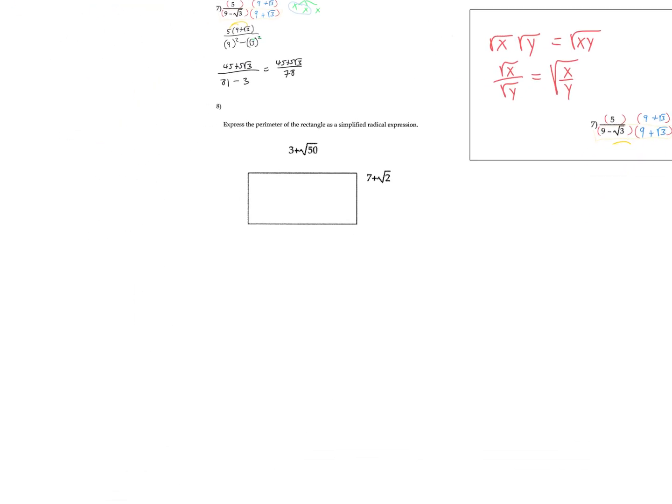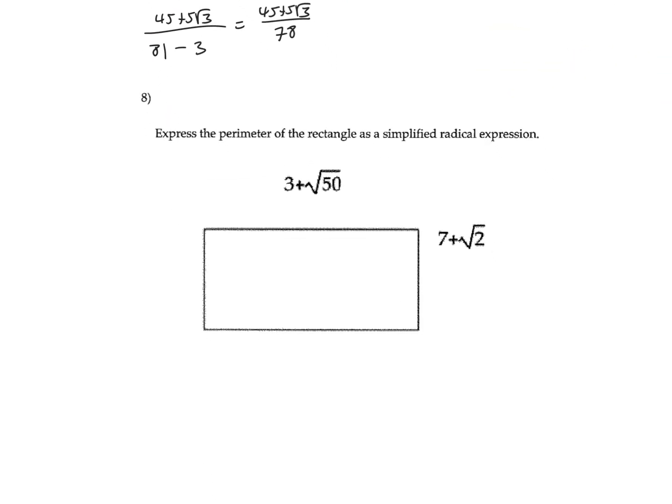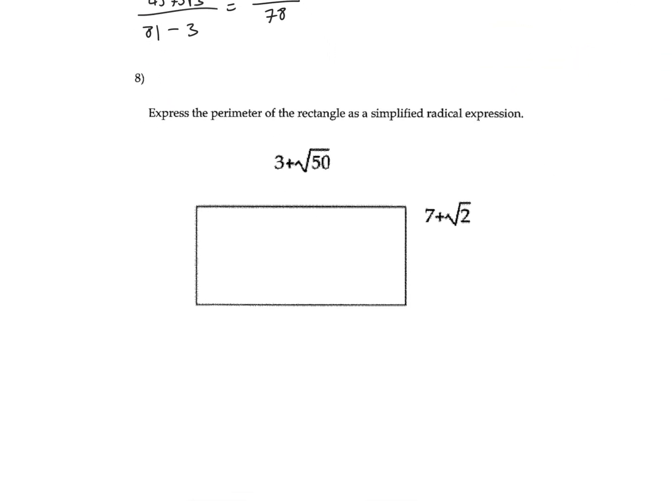Okay, so looking at this one, express the perimeter of the rectangle as a simplified radical expression. Okay, very easy. So I think my student watching understands that if that's 3 plus radical 50, well, that's going to be the same. I think my student understands if that's 7 plus radical 2, well, that's going to be the same. So let's go ahead and do that, okay?